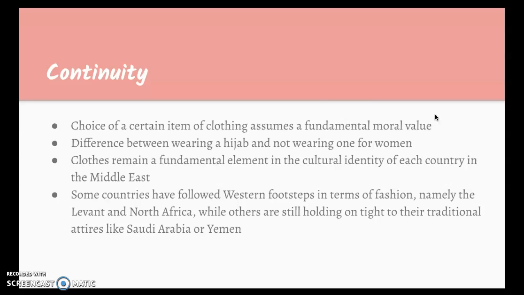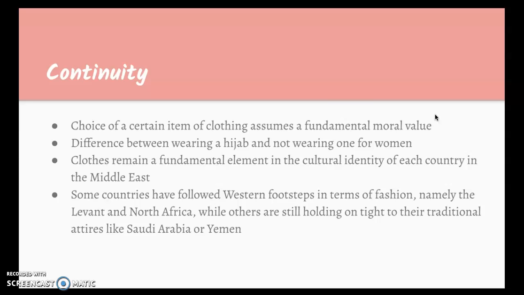So, in terms of continuity, the choice of a certain item of clothing assumes a fundamental moral value, and there's a difference between wearing a hijab and not wearing one for women. And clothes remain a fundamental element in the cultural identity of each country in the Middle East. Some countries have followed Western footsteps in terms of fashion, namely the Levant and North Africa, while others are still holding on tight to their traditional attires, like Saudi Arabia or Yemen. But again, across the MENA countries, you can see this common feature of trying to keep modesty and the identity of the Islamic faith within the community.